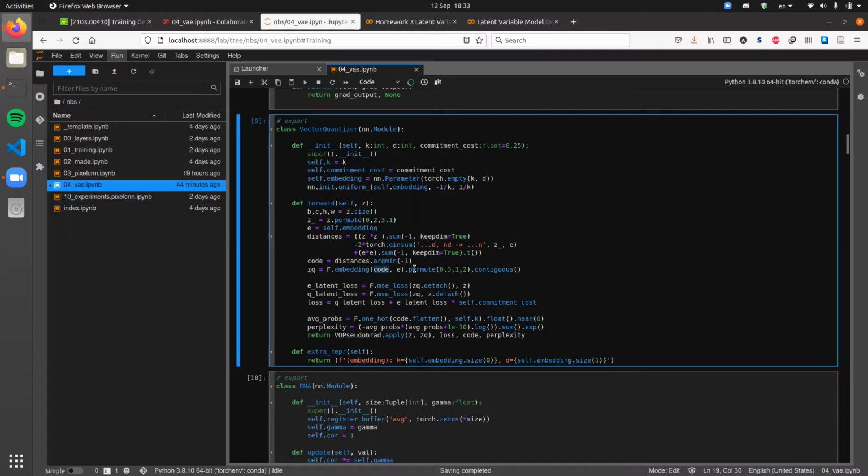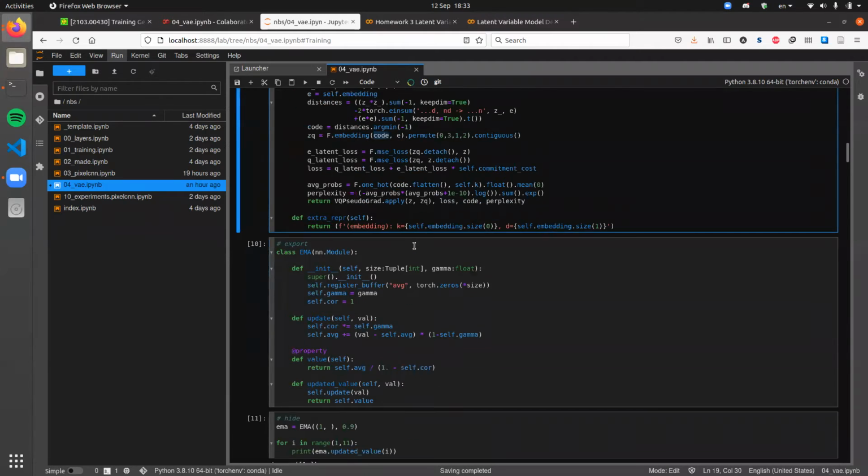Okay, and so the permutations here are done to make sure that, in PyTorch, we expect the input to the convolution to be of shape batch size by channels by height and width. Here, when we compute the distances, we basically compute the vector product over the channel dimension, and that's why we need to do these permutations, but that is not really important here.